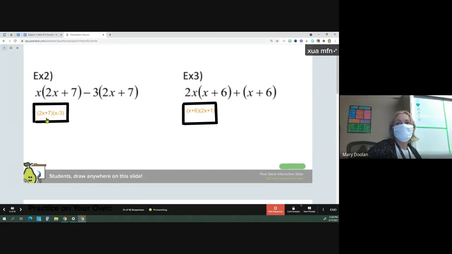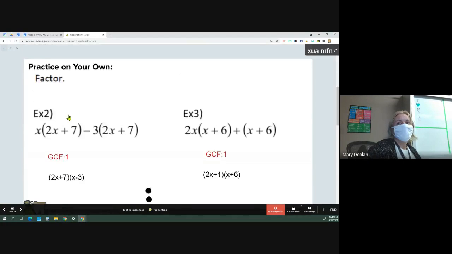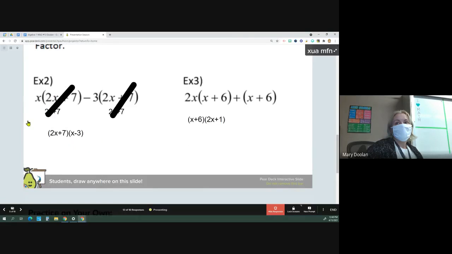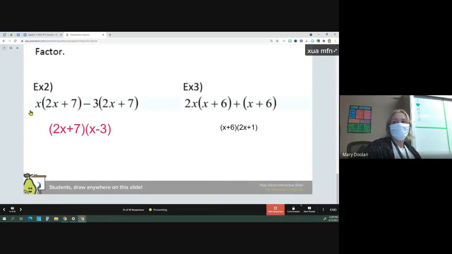Okay, so this person did a good job. They divided out 2x plus 7, and then they're left with x minus 3. The GCF here is actually 2x plus 7, and so that's the first binomial, and then x minus 3. This person's showing division by 2x plus 7, crossing it out, and they have the correct factoring here. And they have the correct answer too. So I got 4 of you guys that figured it out right away.